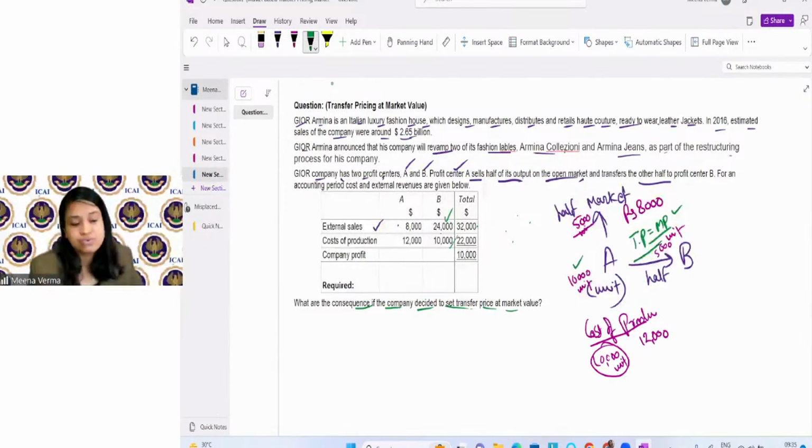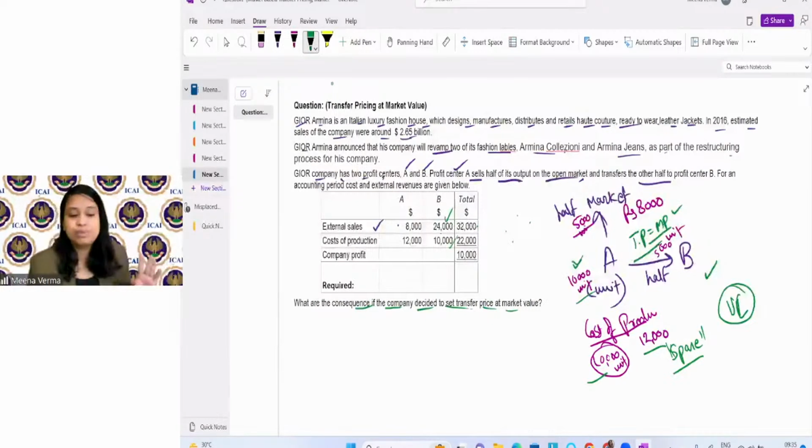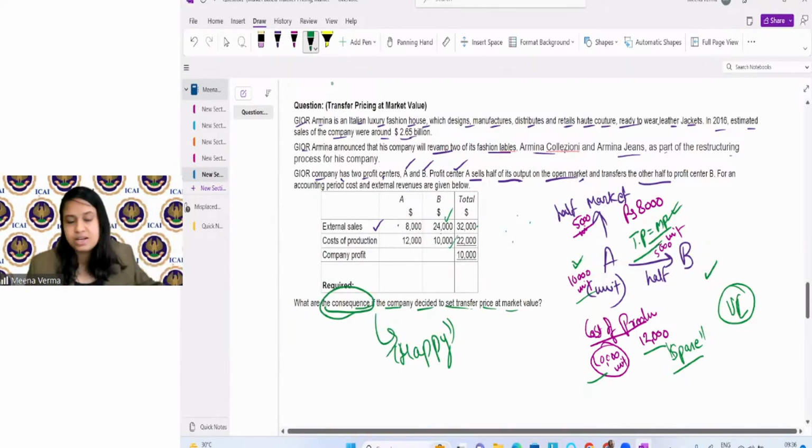Why? No, it is very good for division A, but maybe it is not good for division B. Why? Because division A has a spare capacity. Whatever they are producing, 10,000 units, they are not able to sell completely outside the market. For the remaining 5,000, they had the spare capacity. For the spare capacity, the minimum expectation is variable cost. Marginal cost is the minimum expectation, but they are getting market price, which is good for them. So division A should be happy with this. If they are just asking for the consequences, I can write it in the answer and that's it.